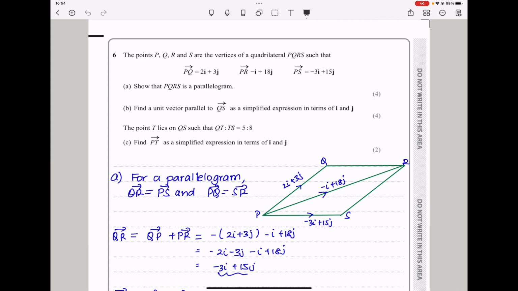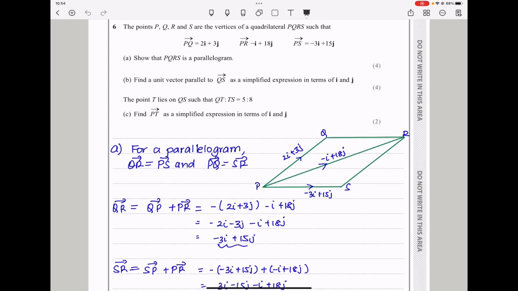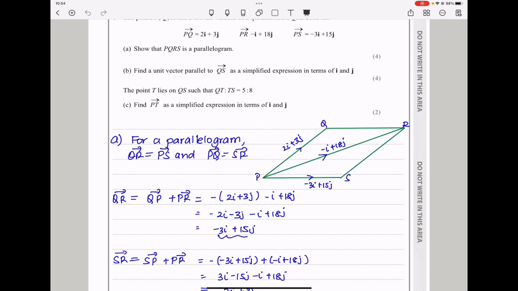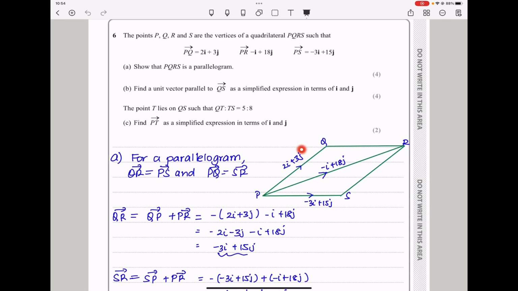Question 6. The points P, Q, R, and S are the vertices of a quadrilateral PQRS such that PQ is 2i + 3j. This is vector PQ. Vector PR is -i + 18j, and vector PS is -3i + 15j. They say show that PQRS is a parallelogram. So I sketched here. Actually, it's not a requirement for you to sketch, but I sketched so that you can visualize what we're talking about. If PQRS is a parallelogram, it means PQ should equal SR and QR should equal PS. As we can see here, their vectors should be equal.